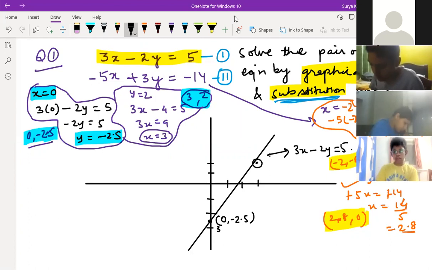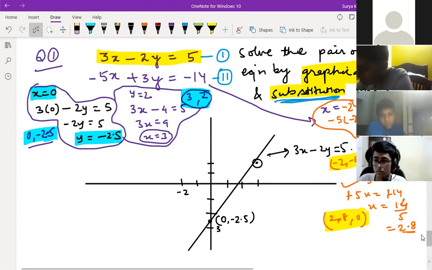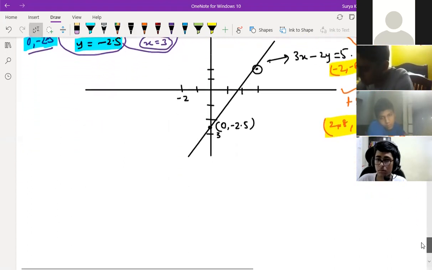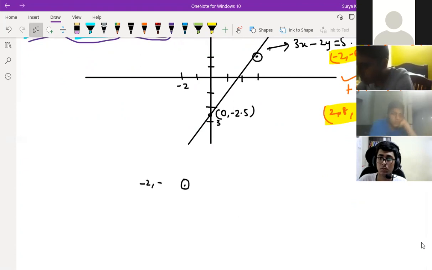So here x is equal to -2, so -2 will be here somewhere. So -2 comma -8, this will come fully down, children. This one will come fully down. Somewhere here this point will come. Okay, somewhere here it will come, -2 comma -8.